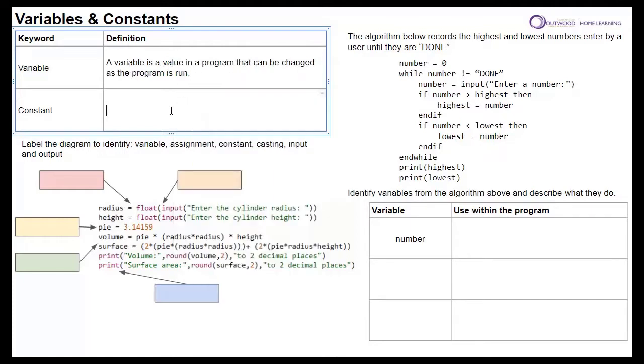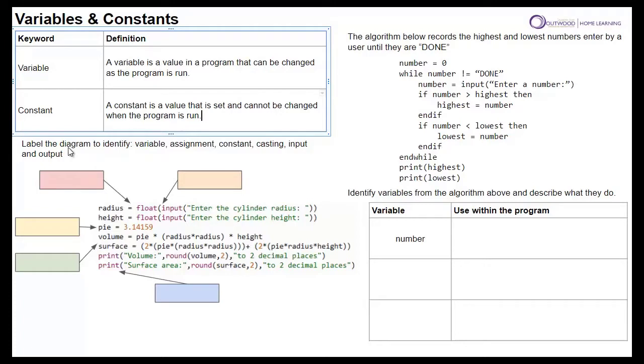And for a constant, it is a value that is set and cannot be changed when the program is run. So a constant, for example pi, 3.14, is set, it does not change when the program is run. Remember, constants can be strings, they do not have to be numbers.